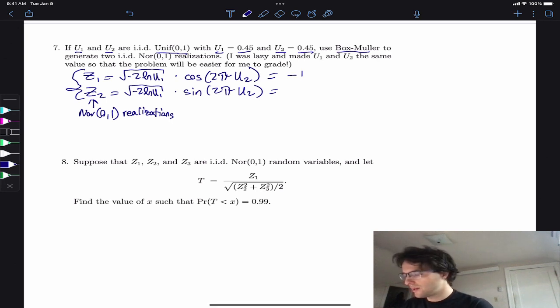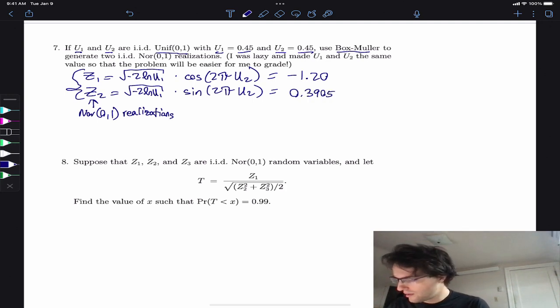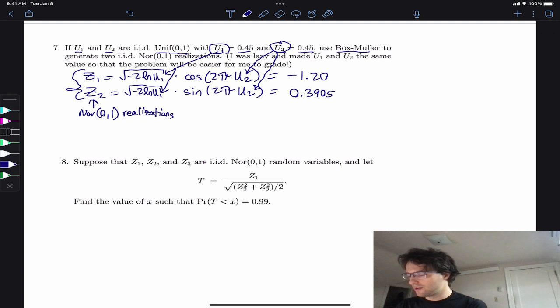So if you plug it in, I could take out my calculator, and on an exam I obviously would. In this case, I'm just using the values given by the solution. But it's pretty straightforward. You take this u1 and put it there and there, and you take this u2 and put it there and there, and you get your two realizations. So there's your answer.